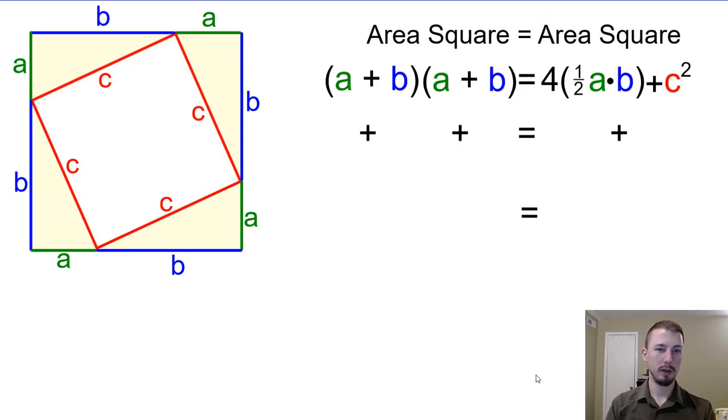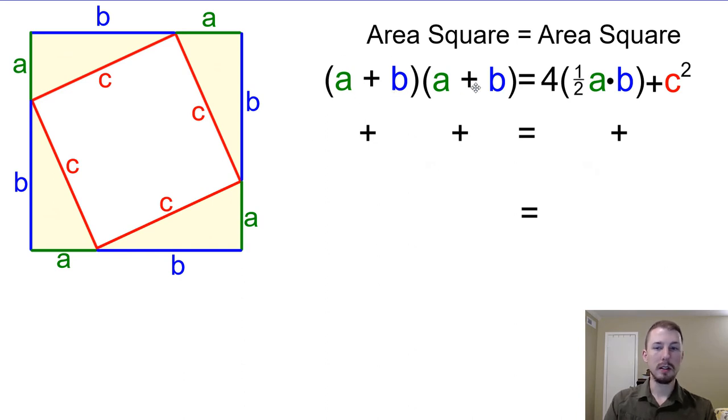So let's break this part down just a little bit here. I'm going to show you two different ways you can set up the area for the entire square here. So this side length is a plus b. So a plus b is going to be this length for the base, and the height is a plus b.